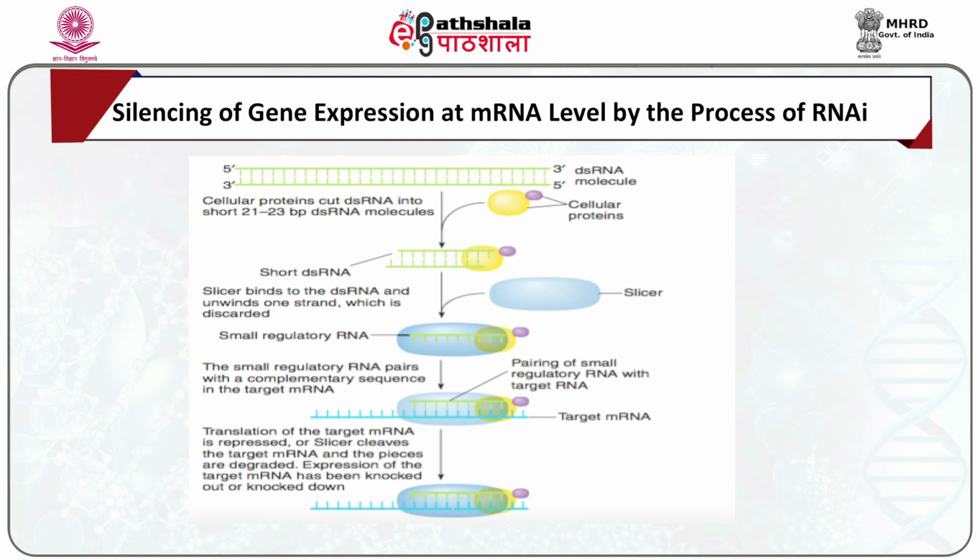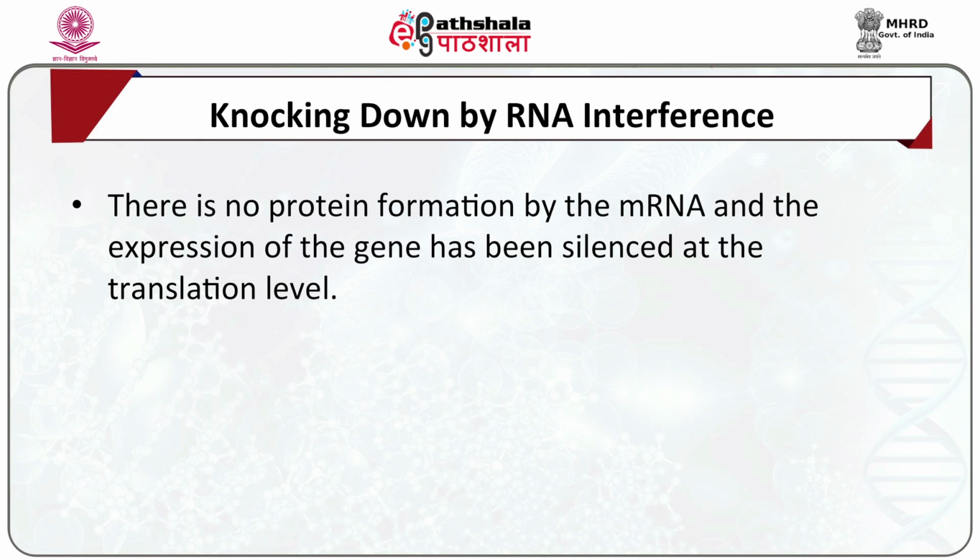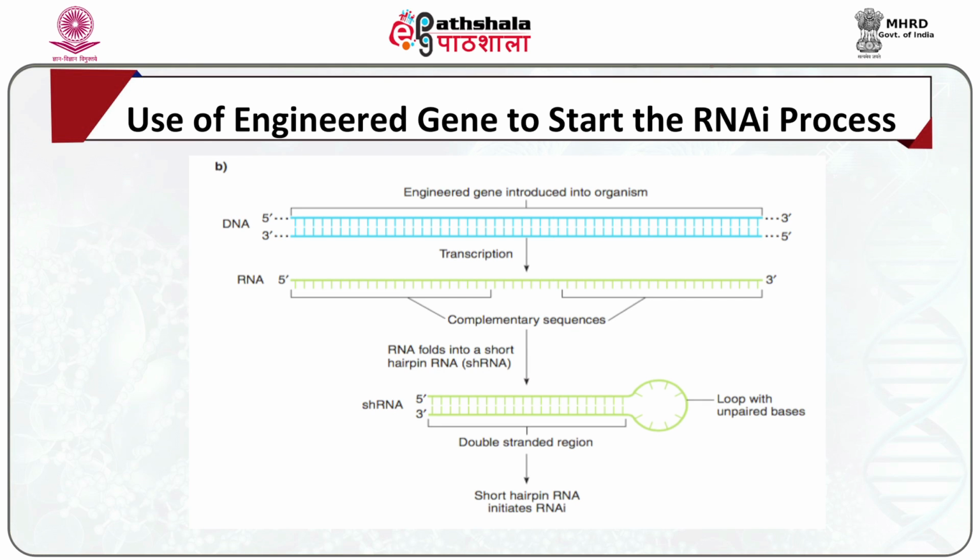Due to pairing, either the translation of the mRNA is repressed or it is cleaved by slicer and the pieces are degraded. In both cases, the mRNA molecule becomes non-functional. There is no protein formed from the mRNA, and the expression of the gene has been silenced at the translational level. Alternatively, an engineered gene can be used to produce a hairpin RNA transcript with a double-stranded portion that can trigger the RNA interference process to silence a specific gene target.